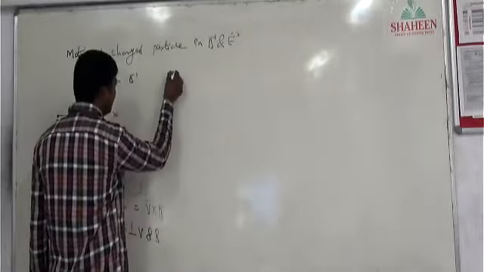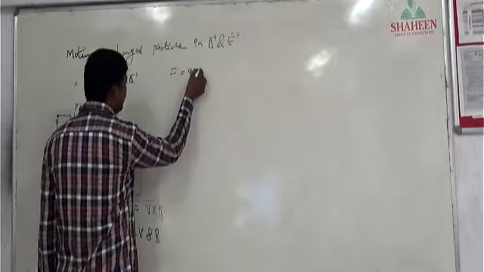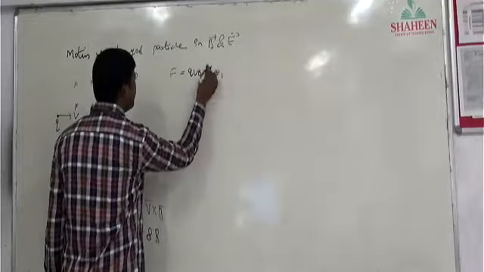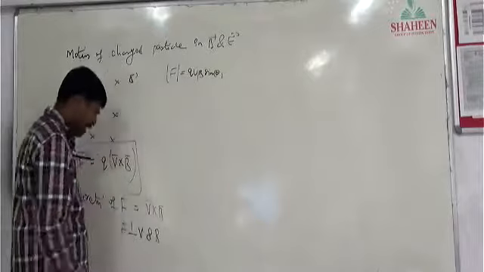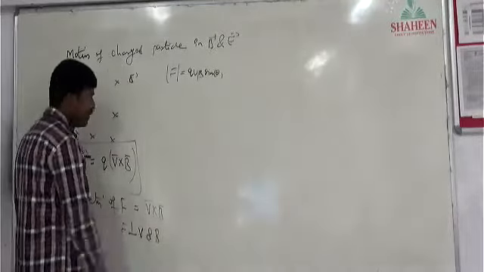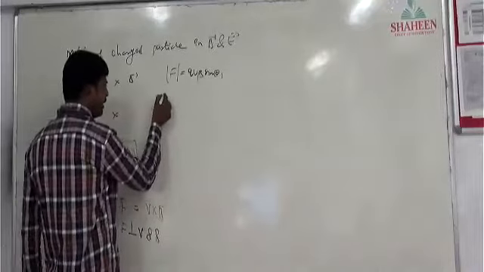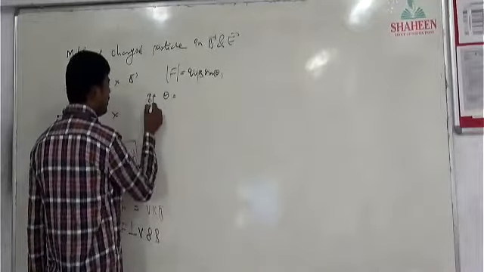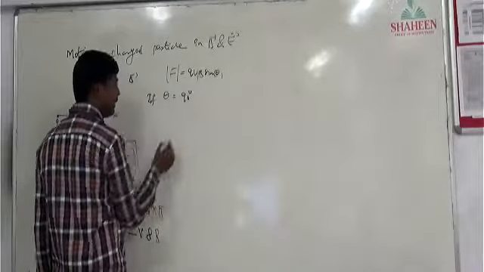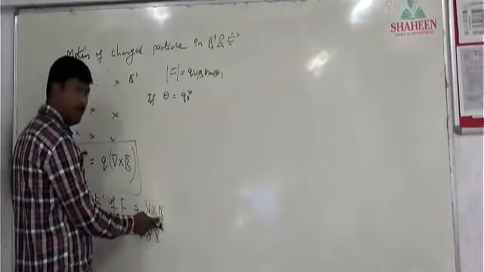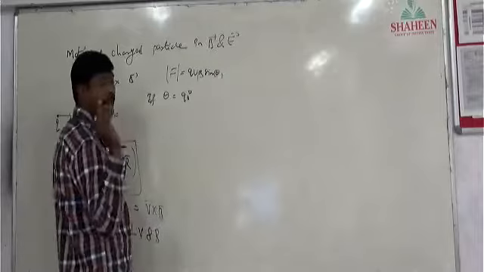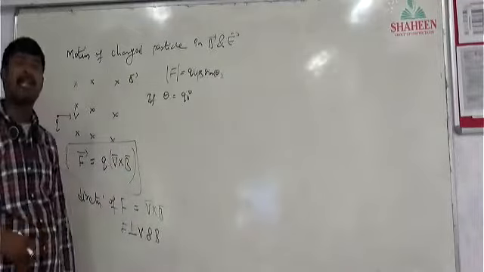This can be written as F equals Q v B sine theta, the magnitude of force. The direction can be found by v cross B. So theta has three cases. Theta is 90 degrees, perpendicular, meaning the angle between v and B is 90, that is, the particle enters perpendicular to the magnetic field.